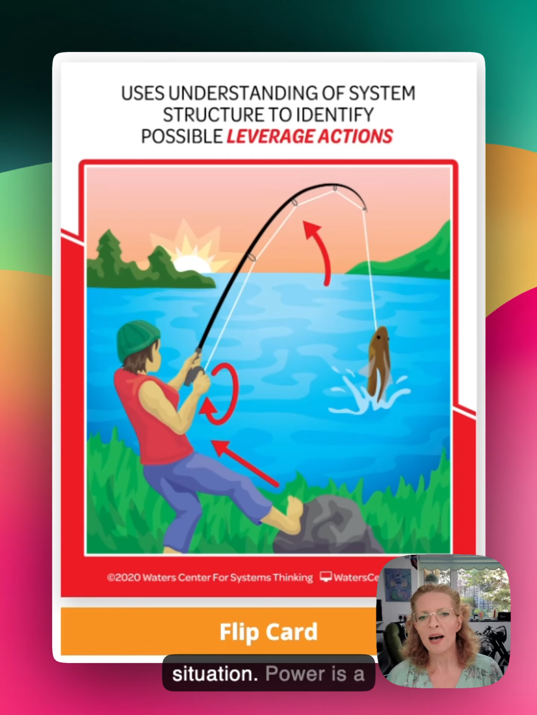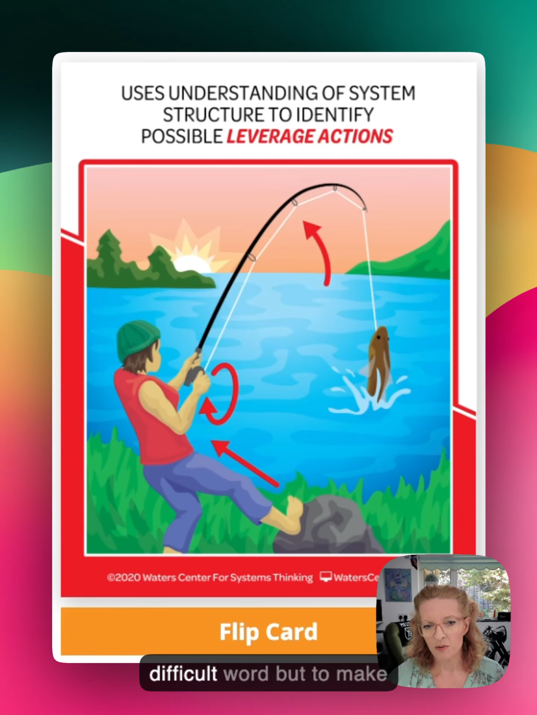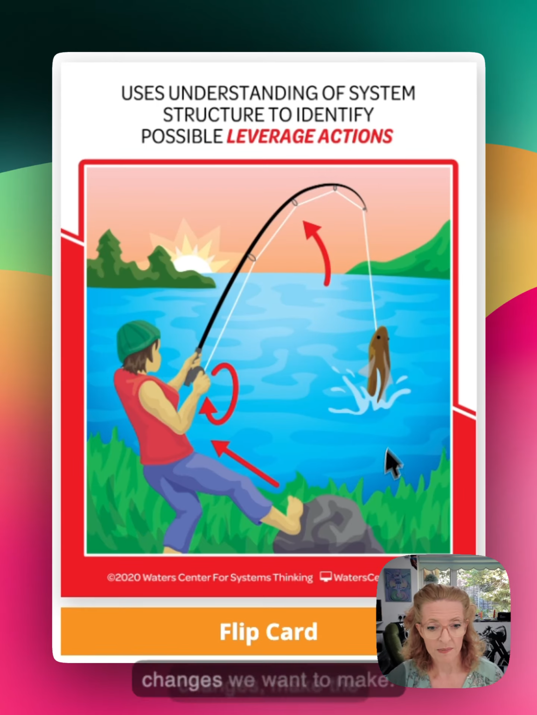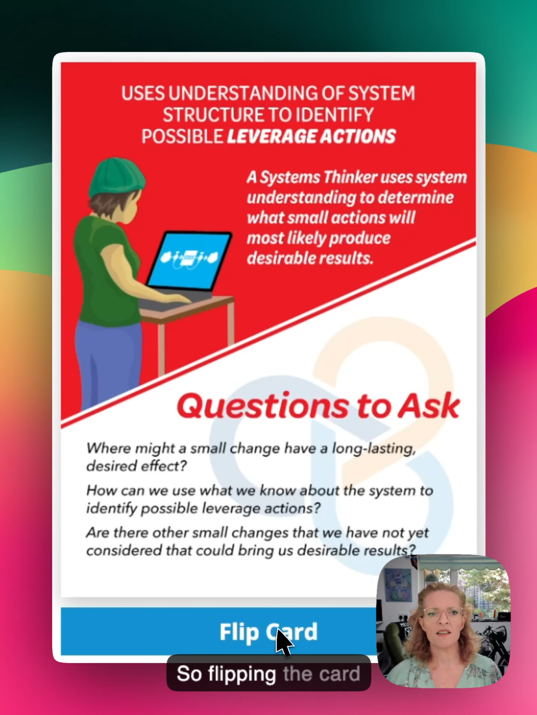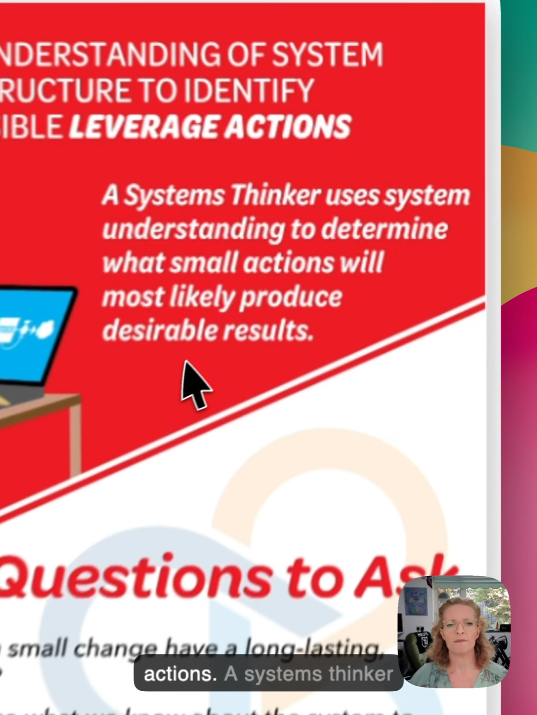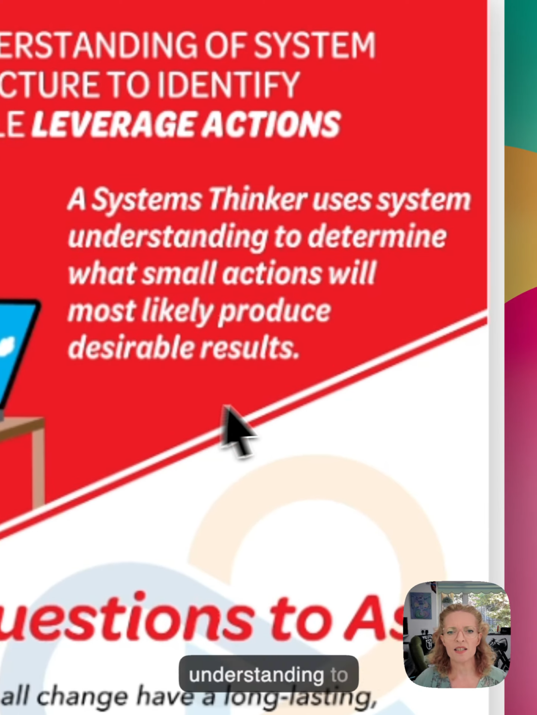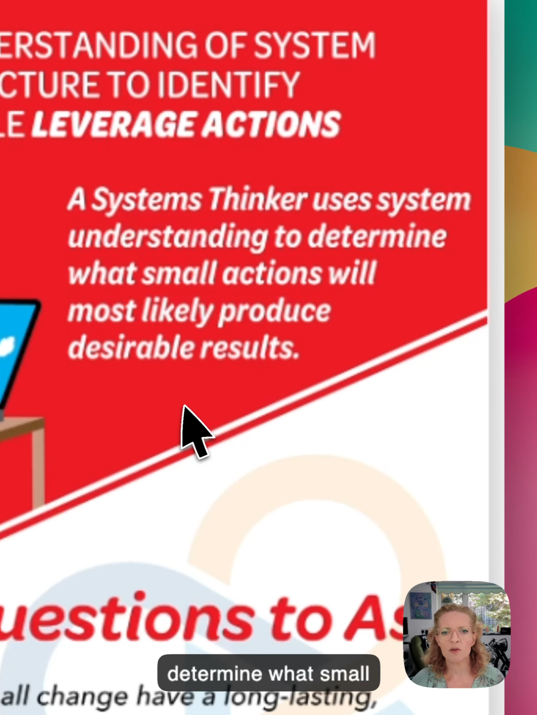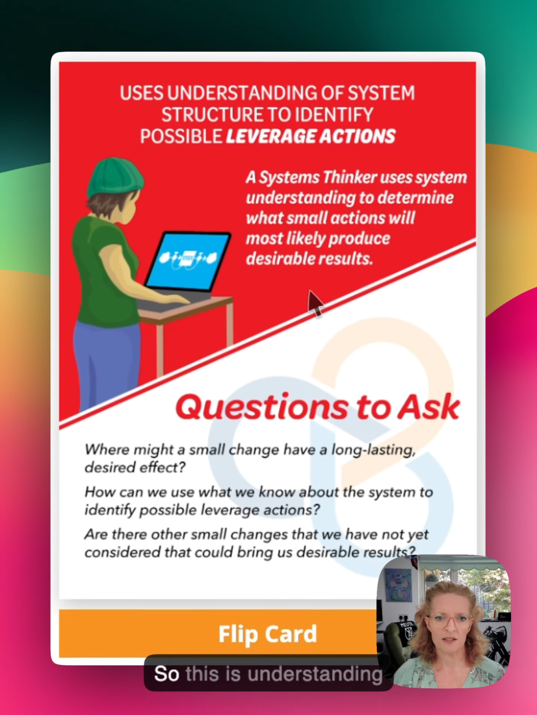These are all leverage points, leverage actions that help us gain power in a situation. And power is a difficult word, but to make the changes we want to make. So flipping the card over. Uses understanding of system structure to identify possible leverage actions. A systems thinker uses systems understanding to determine what small actions will most likely produce desirable results.